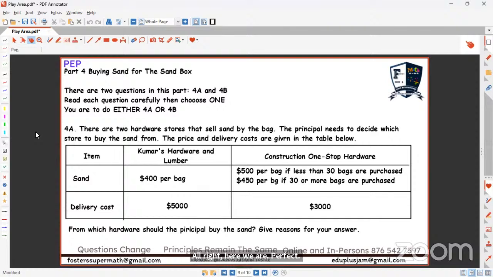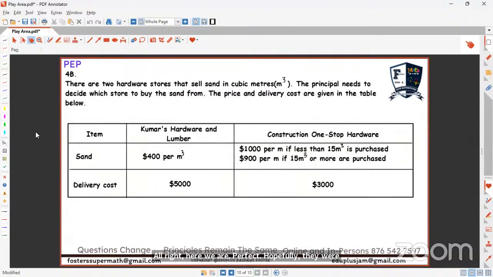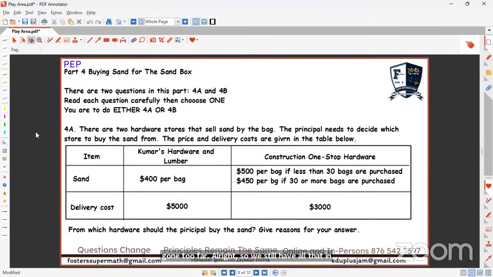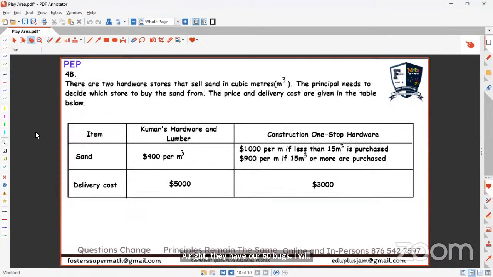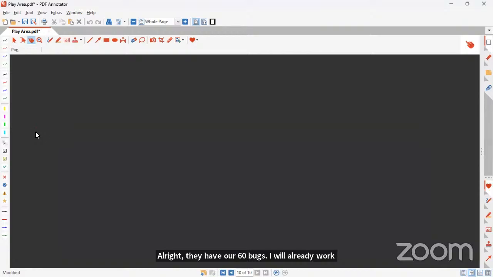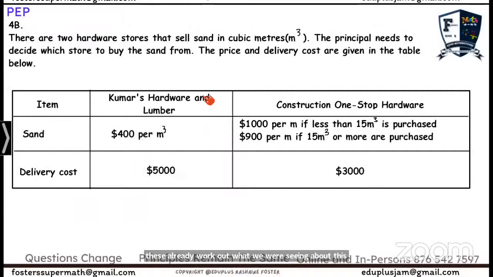All right, we have our 60 bags. And we already worked out what we were saying about this part. 30,000, it is cheaper. Final question now, my peoples. Again, I will leave you to answer this. So final question here now.